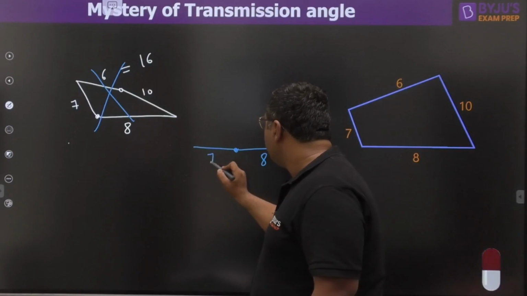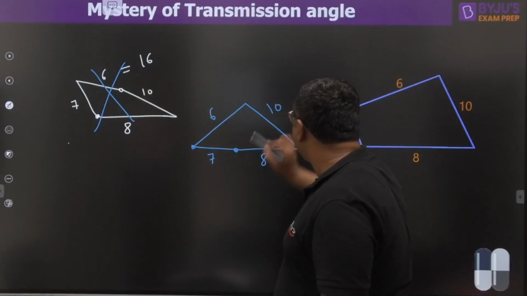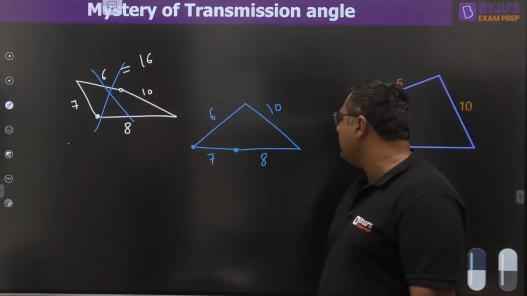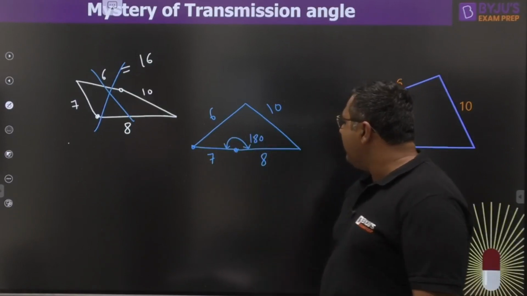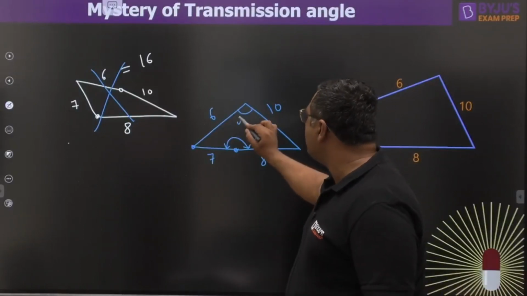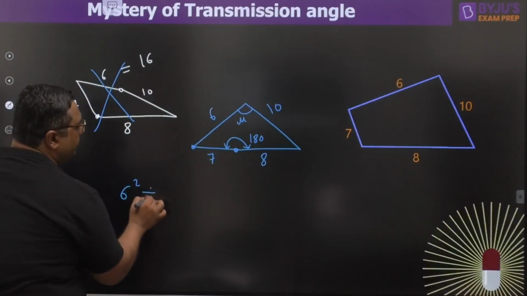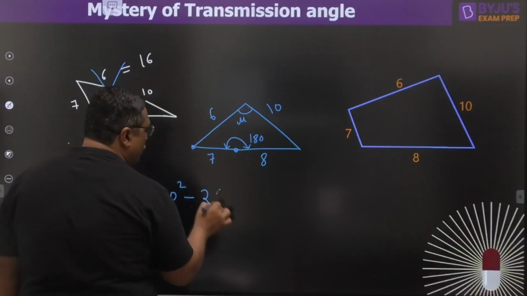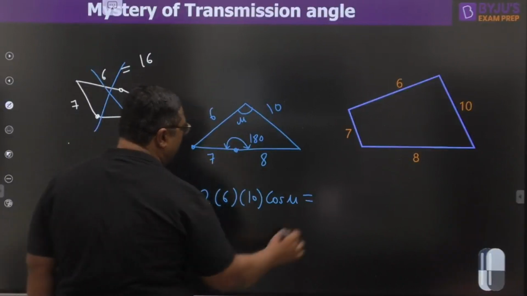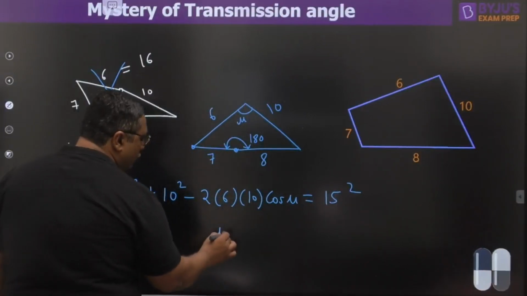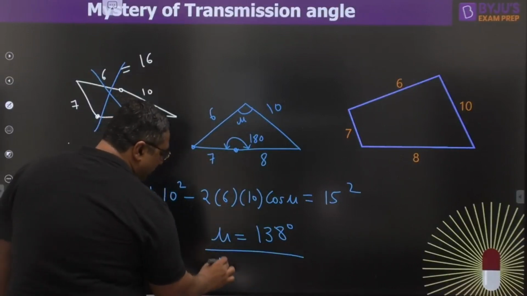So in this case, the possible triangle is going to be like this. This is 8, this is 7, and this is 6 and 10. If you see, this is 8 plus 7, 15, and this is 10 plus 6, 16. So this triangle is possible, and this angle is going to be 180 this time. Now, to find this mu, when you apply the cosine rule once again, you can write this time 6 square plus 10 square minus 2 into 6 into 10 cos mu equals, this is 7 plus 8, 15 square. You will get mu as 138 degrees. So this is going to be the mu maximum value.